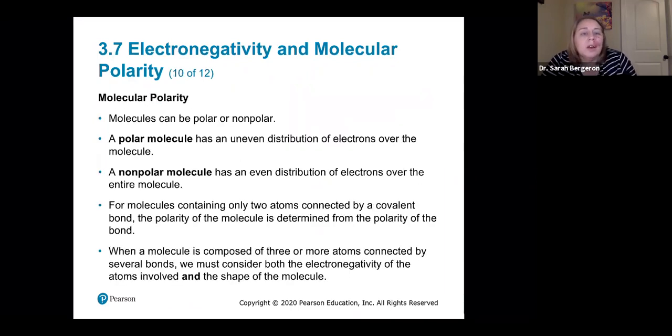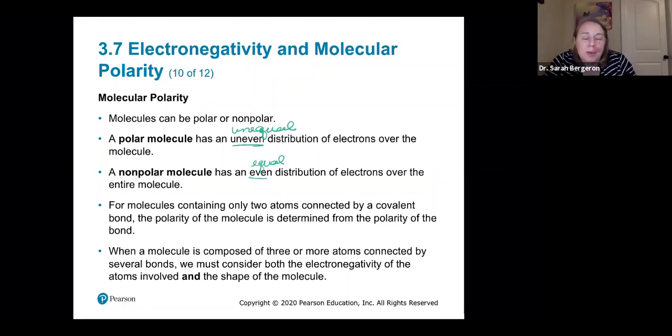Because bonds can be polar, that means that molecules can be polar. We said in a polar bond those electrons are unevenly distributed between the two atoms. Well, the same thing is true for a polar molecule as a whole. The molecule itself has an uneven distribution of electrons, whereas a nonpolar molecule has an even distribution. So even, equal, uneven, unequal, those were the terms we used before.